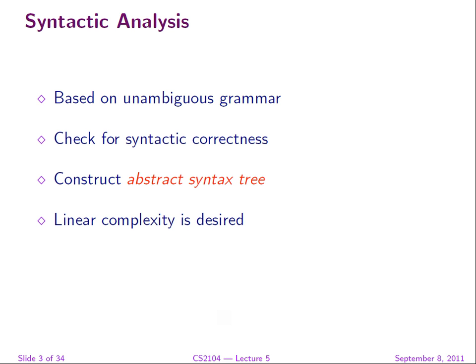So we have information about the nesting of the blocks, the precedence of operators, and associativity as well. Later, we'll introduce scopes, so we want to have information about the scoping of variables in this AST, and so on. Linear complexity is desired. However, we won't be looking at linear syntactic analysis today because it's just too complicated. It won't fit into half a lecture.